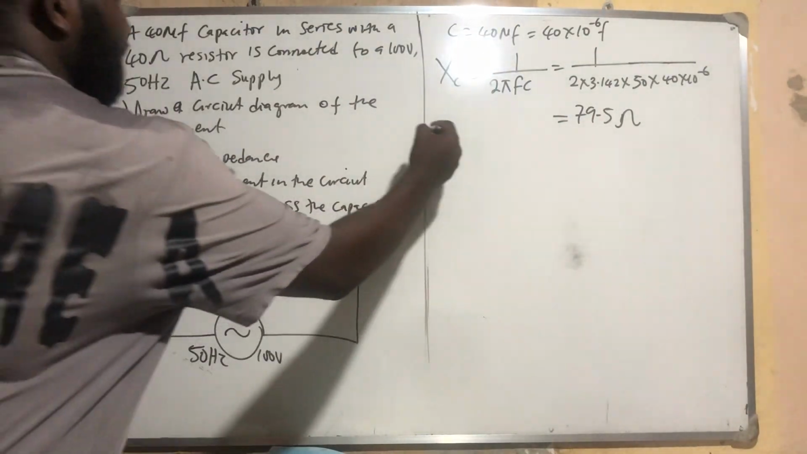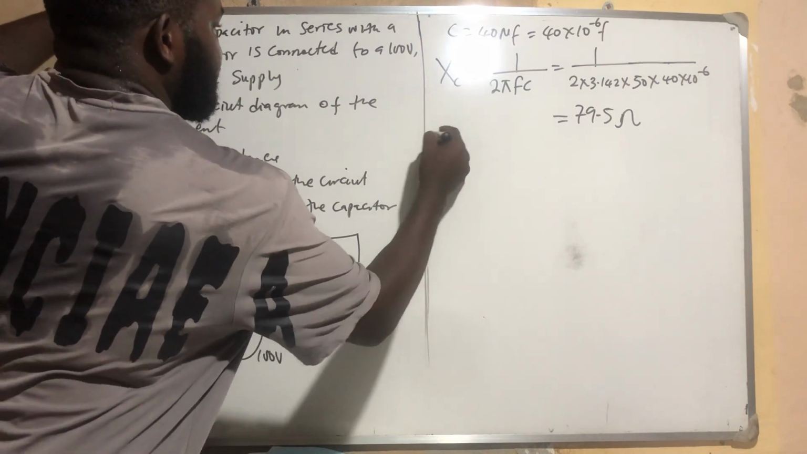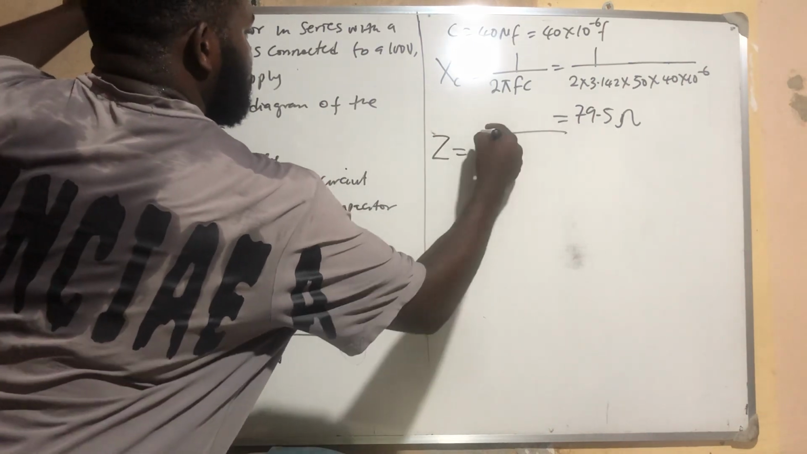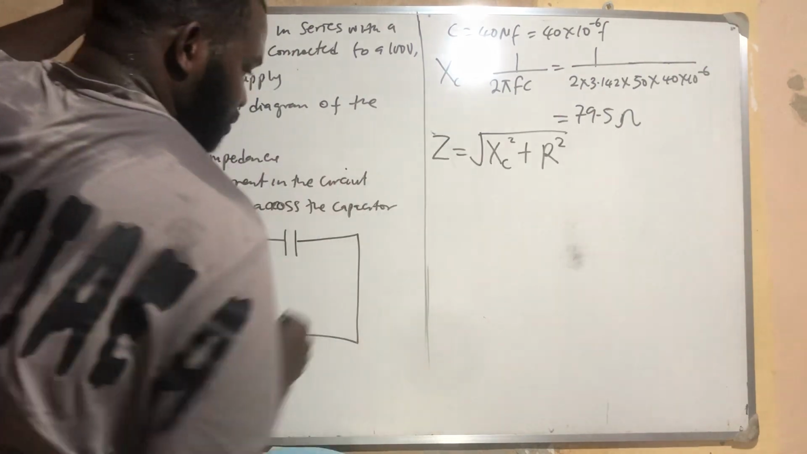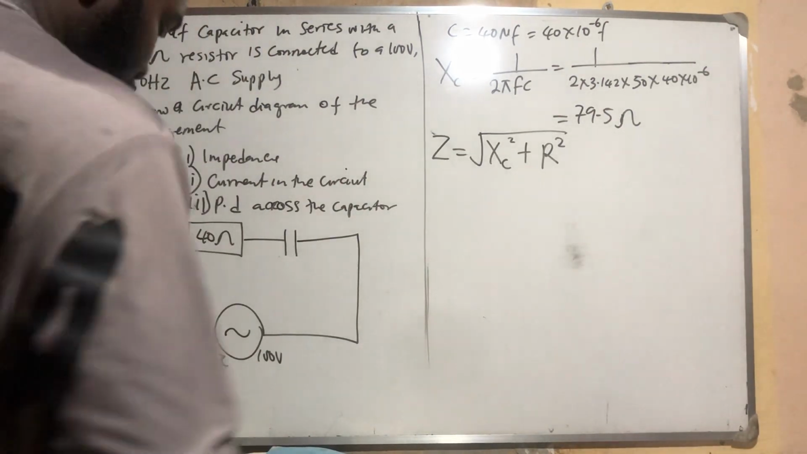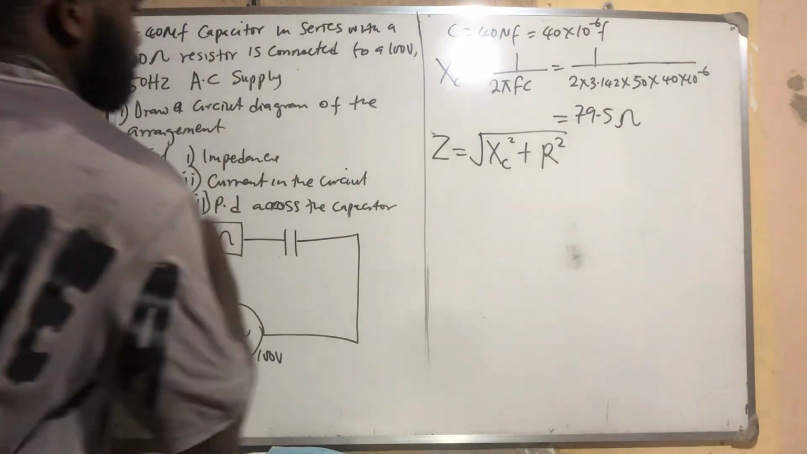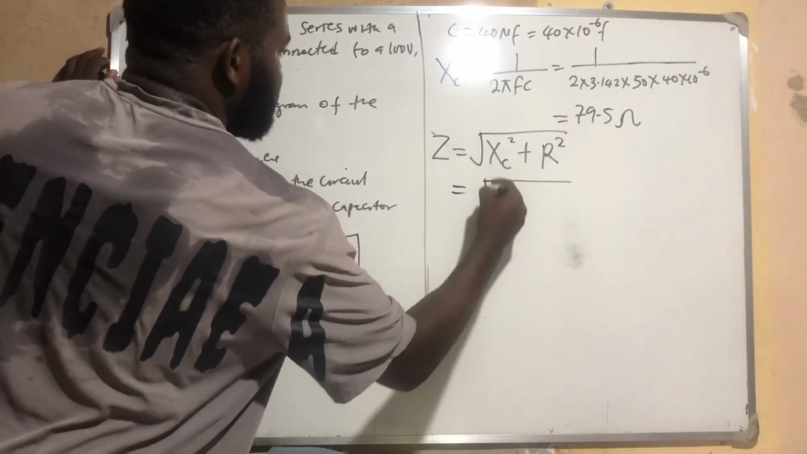Okay, did they give us another thing? No. So my impedance Z will now be just the square root of XC squared plus R squared. R is always the boss of them all. So I will be having the square root of what?